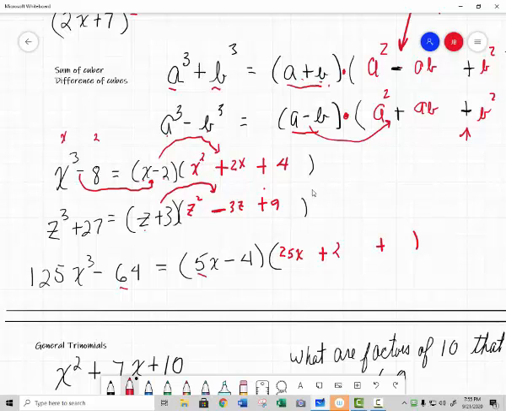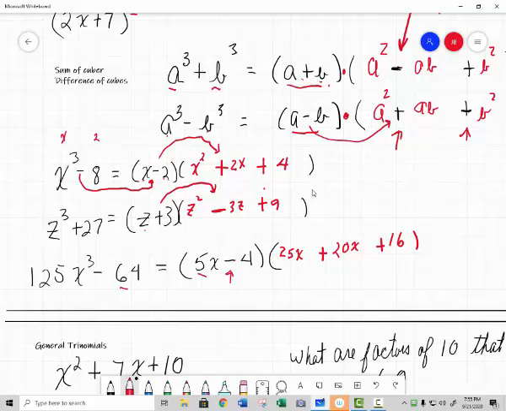Now, don't pay attention to this sign right here when you're multiplying. It looks like it's negative 4, looks like it's negative 20, but you've got to look at the patterns here. If I've got the difference of cubes, this sign right here is always going to be positive, regardless of what this sign is. And that last one will be 16, 4 squared. And that's all there is to sum and difference.